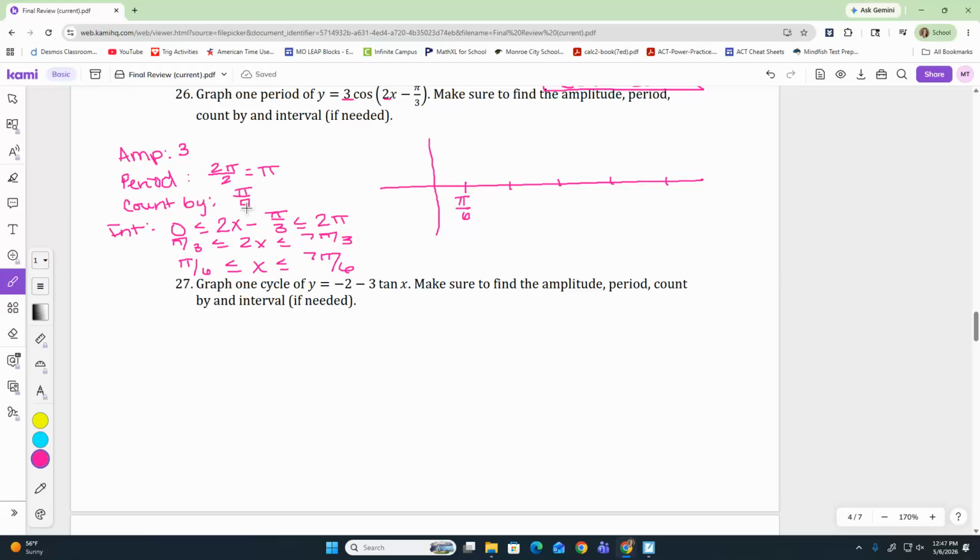Add the count pi. Remember, if you get hung up on the fractions, use the calculator, but don't plug in the pi. Just do like 1/6 plus 1/4 and throw the pi back on your answer when you do that. So we get 5 pi over 12.